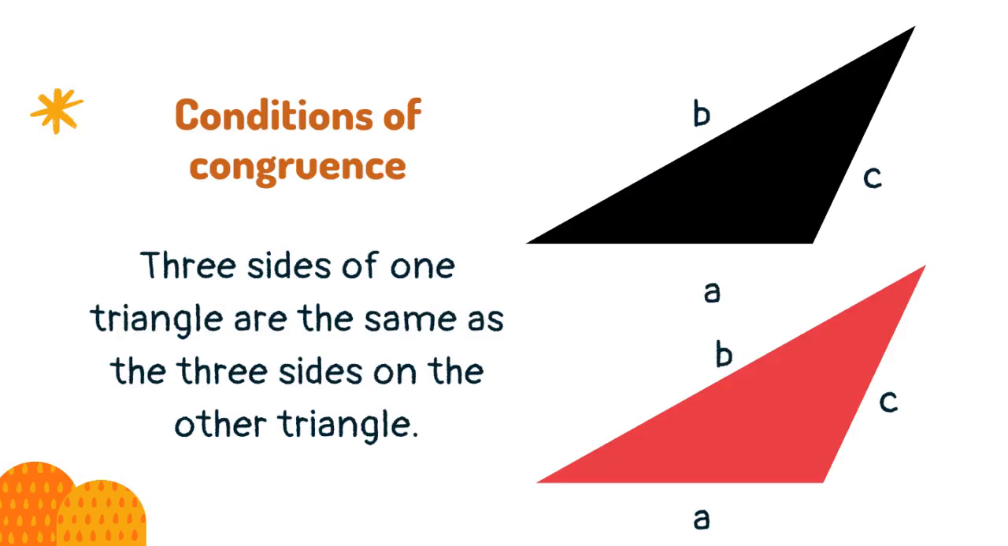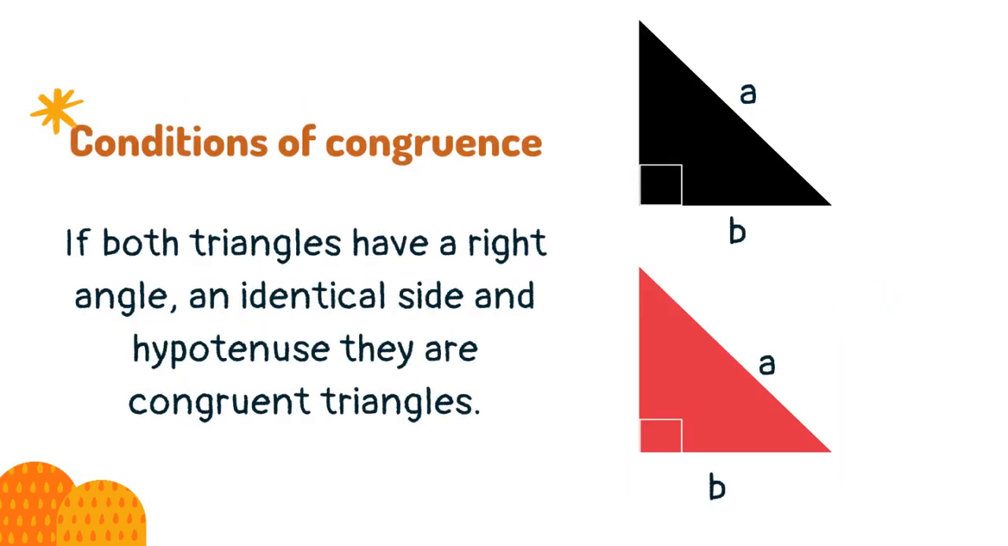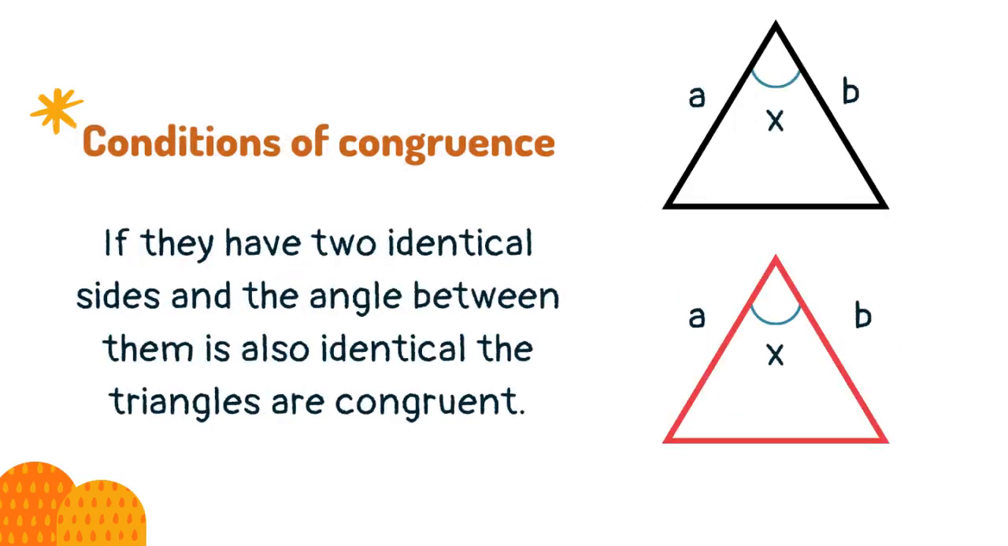One of these conditions of congruence is that the three sides of one triangle are the same as the three sides on the other triangle. Another is that if both triangles have a right angle, an identical side and hypotenuse, they are congruent triangles.